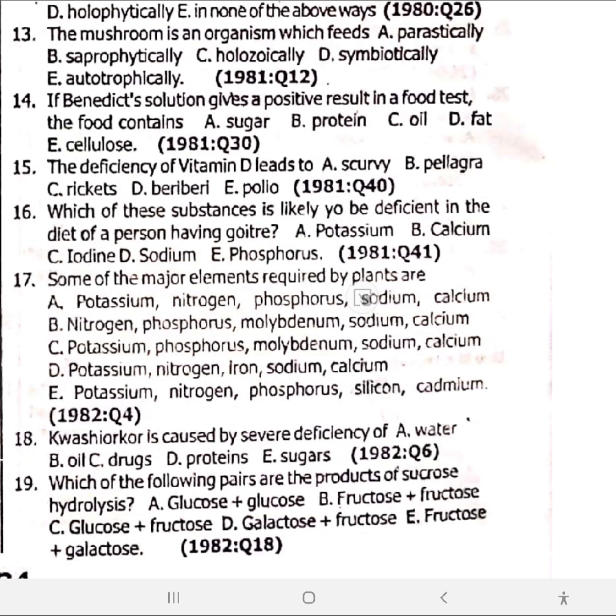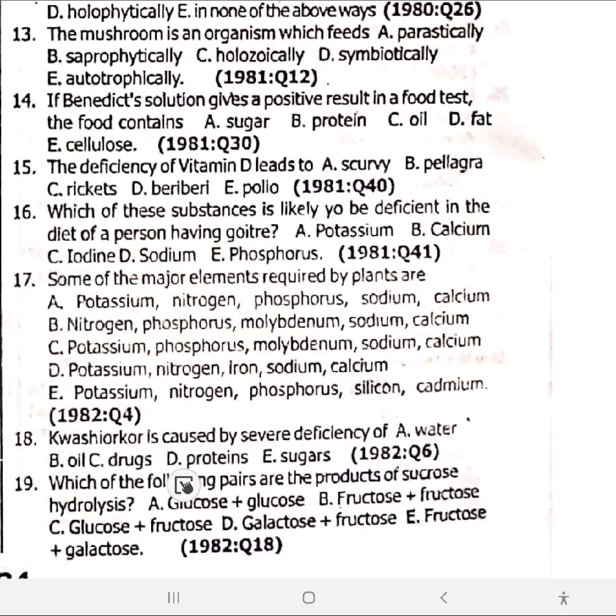Also, jot down this. Major elements required by animals: sodium, potassium, chlorine, calcium, iron, copper, phosphorus, magnesium, manganese, iodine, fluorine, cobalt. All these are major elements also required by a plant. So number 17 is A.